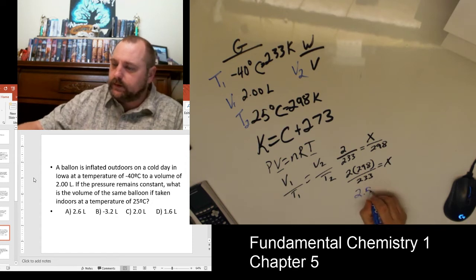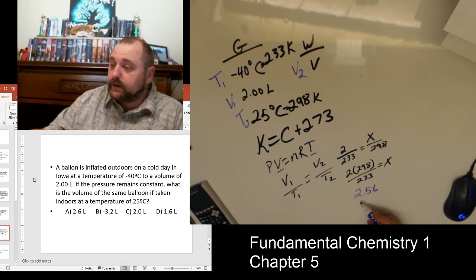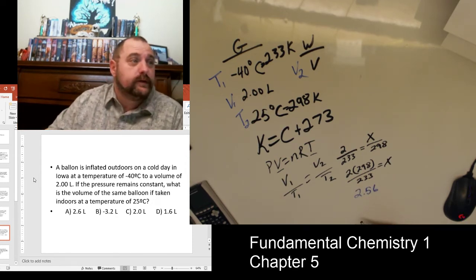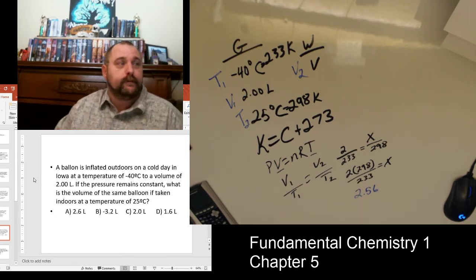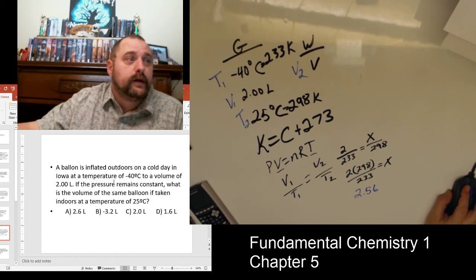2.56, or 2.6 if they only use 2 sig figs, which is A, 2.6. So you can bet that whatever the answer would have been if we had used Celsius, that's going to be on there. So you've got to always be careful about that.